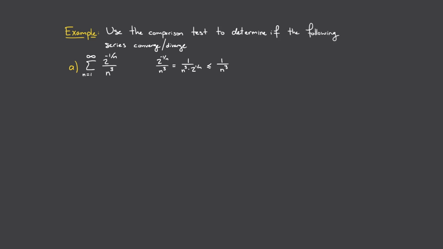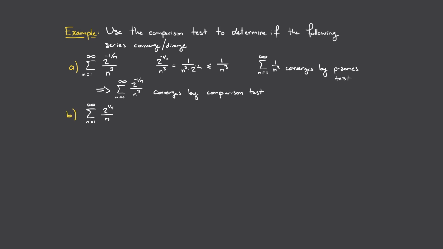And since 2 to the 1 over n is greater than 1, this has the effect of making the denominator smaller, which in turn makes the entire number bigger. Therefore, we found a series that is larger than the series we were given. Moreover, we know that this series converges since it's a p-series with p equal to 3. Thus, by the comparison test, our series converges. For the next example, consider the sum from n equals 1 to infinity of 2 to the 1 over n.